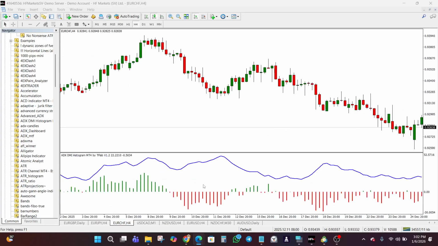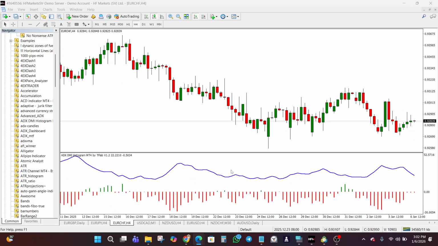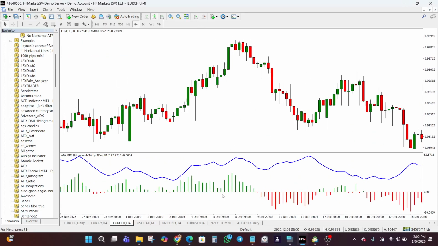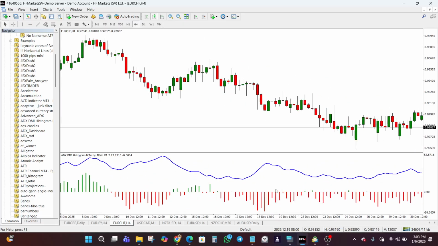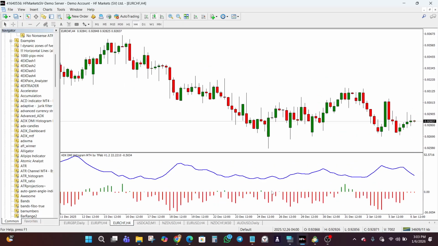Now, if we look at this indicator, I believe that it is self-explanatory, right? Whenever the indicator bar turns green, it's telling you that it's a bullish signal, right? Bullish momentum. When the indicator bars turn red, it's a bearish momentum.